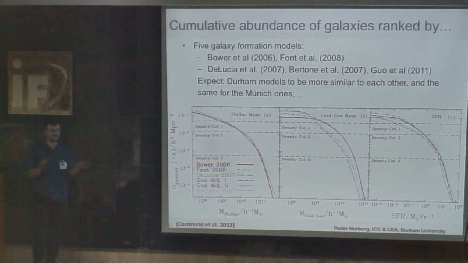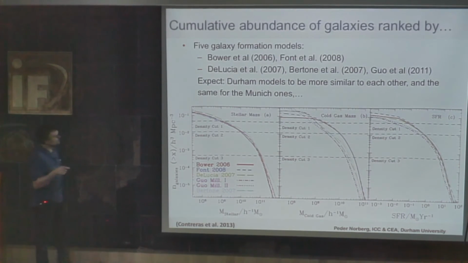Yeah, because at the end of the day, that is what you do when you look at HODs. You take a property, you rank the galaxies in that order, and you say, okay, how will I model this sample? Just to give you an example, we used here 5 different galaxy formation models, but basically there are 2 classes of them. There are 2 Durham models and 3 Munich models.